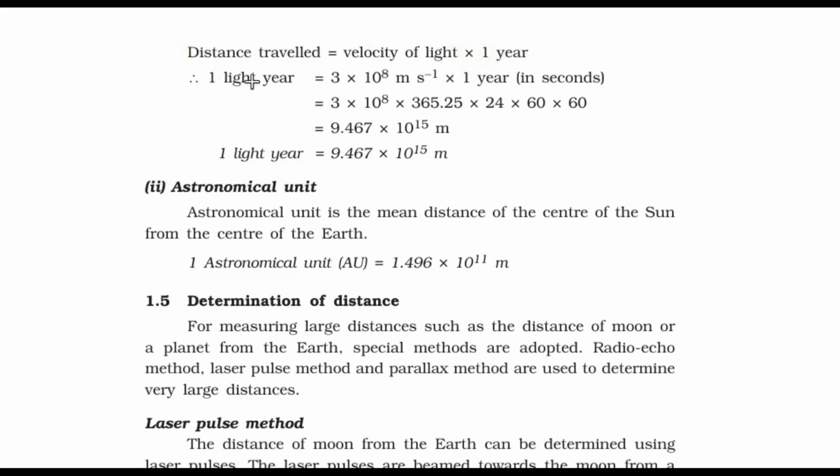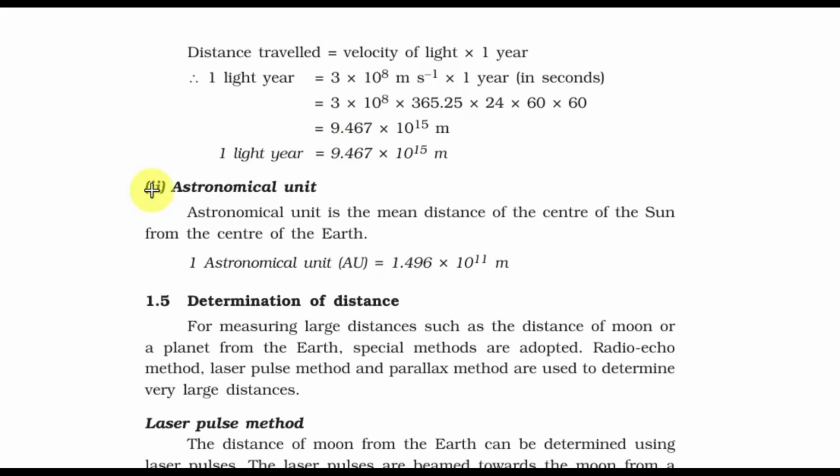So 1 light year will be equal to the speed of light, 3 into 10 raised to power 8 meter per second, times 1 year in seconds. If we convert 1 year in seconds, we have to multiply 365.25 into 24 hours into 60 minutes into 60 seconds. So we converted 1 year into seconds in this format, you could see it. After calculating we will get 1 light year equals 9.467 into 10 raised to power 15 meter.